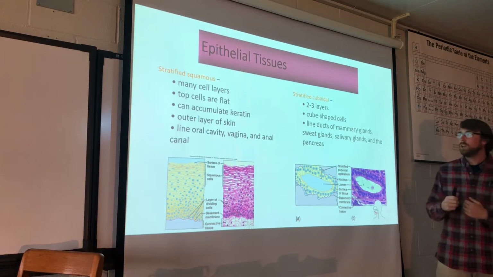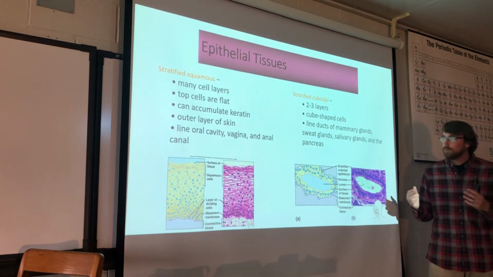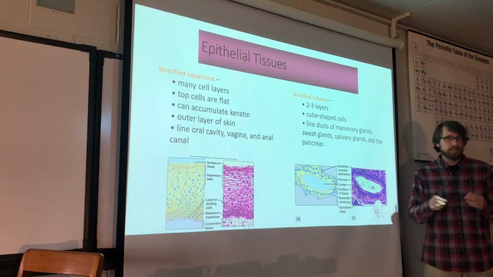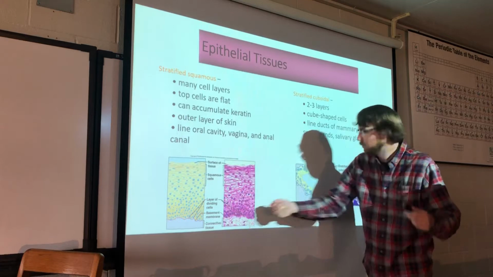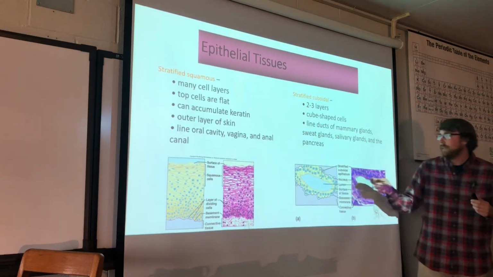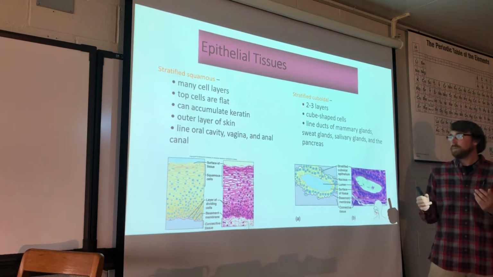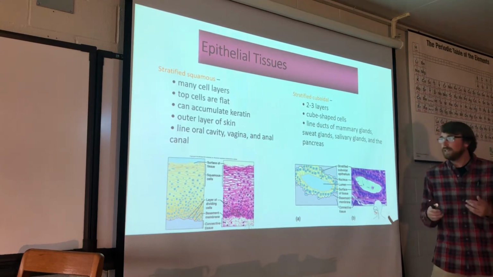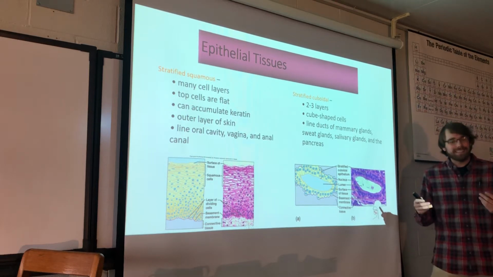Next, we are going to talk about stratified cuboidal. Stratified cuboidal are going to be 2 or 3 cell layers thick. We're not going to have a whole bunch of layers like we have with the squamous. Here in our example, we only have 2 layers for this area. These are going to be cube-shaped cells. They line ducts of the mammary gland, sweat gland, salivary glands, and the pancreas. So these are going to be associated with glands.